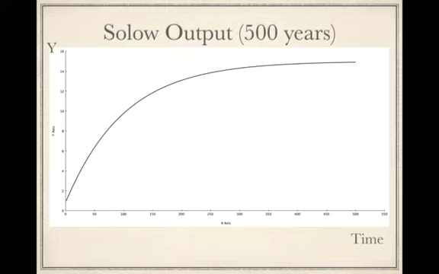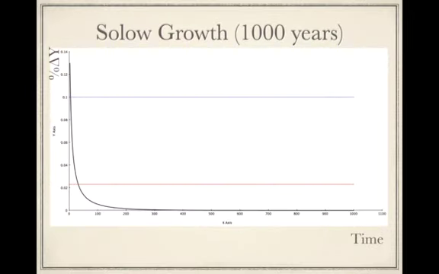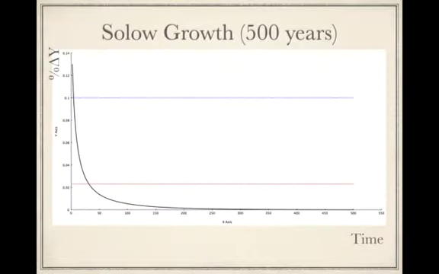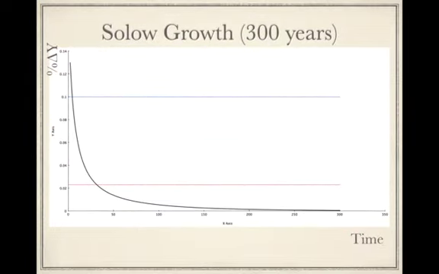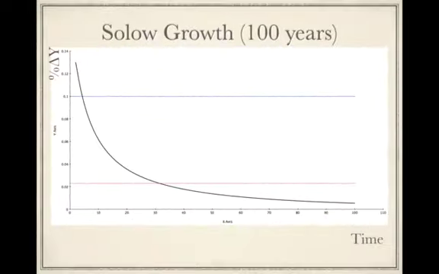So let me put this, instead of it being levels, just the level of output, let me put it in terms of growth rates. So here we have the Solow growth rate, and I went out to 1,000 years. Now that looks pretty much like it's zero, but it still is actually above zero. Let's zoom out a little bit more. So now this is our percent change every year. So maybe 500 years, there's 300 years, there's 100 years.